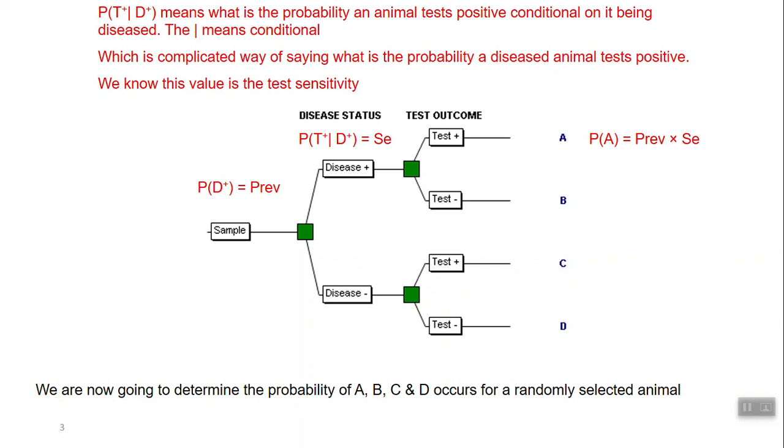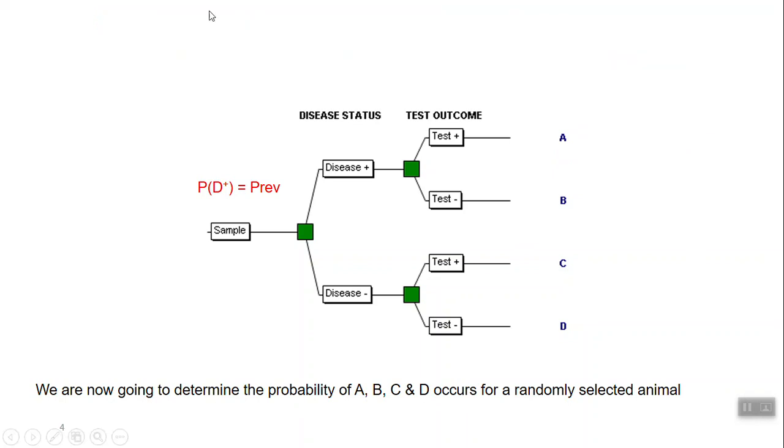So let's move down and have a look at the next branch of this option here, which is to test negative. So again, we need to know what's the prevalence in order to work out the probability of B. But we also need to know how likely is an animal that has disease to test negative. So that's going to simply be 1 minus the sensitivity, because you can be either test positive or test negative if you have disease. Okay? So the probability of B is prevalence multiplied by 1 minus the sensitivity.